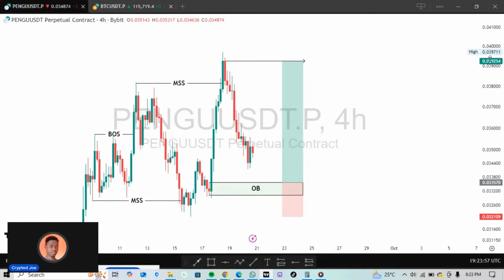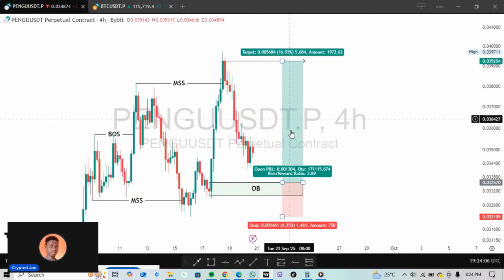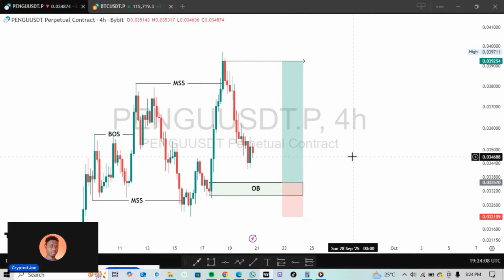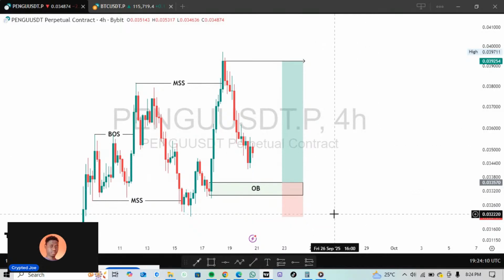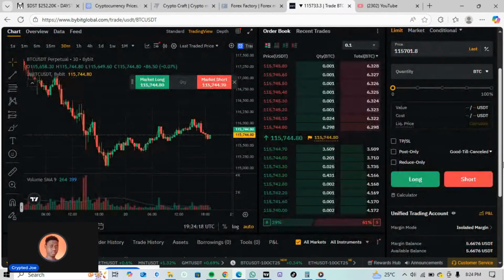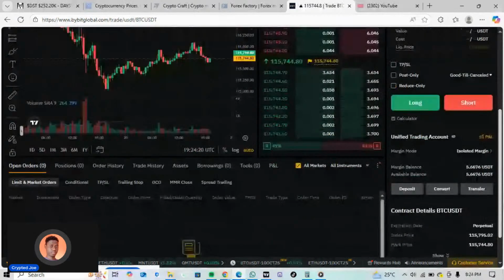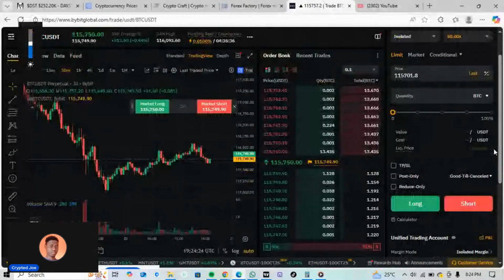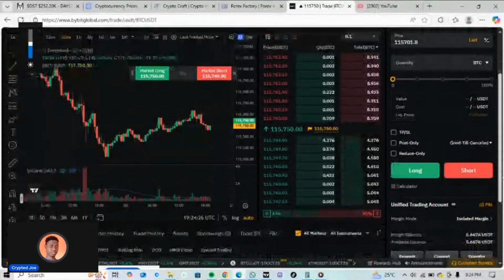So you are going to be using this to place our order. This is a long trade, so a buy or long limit order on this Pengu USDT on Bybit. For example, I'm going to be using a $5 account in this particular example.